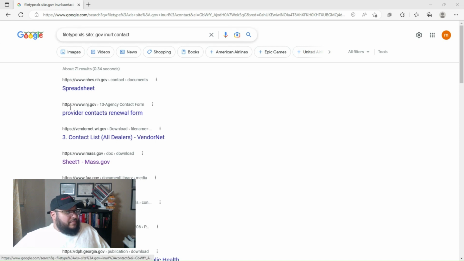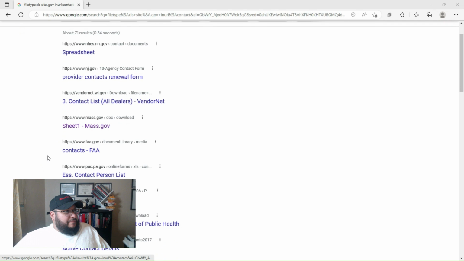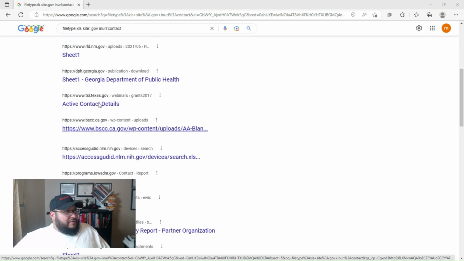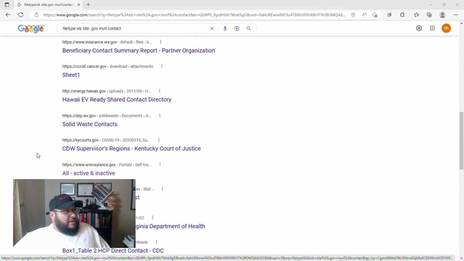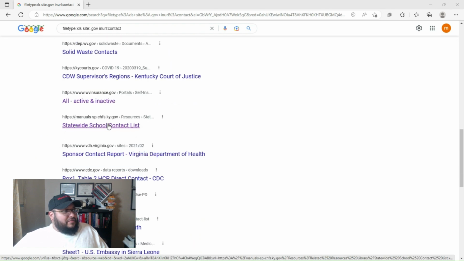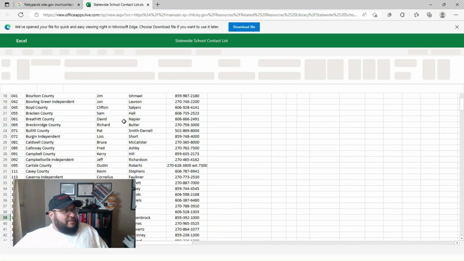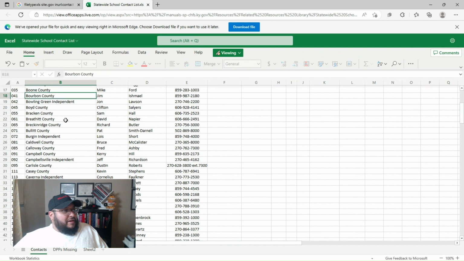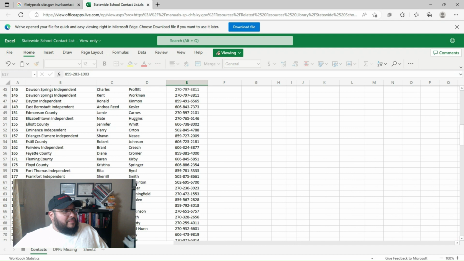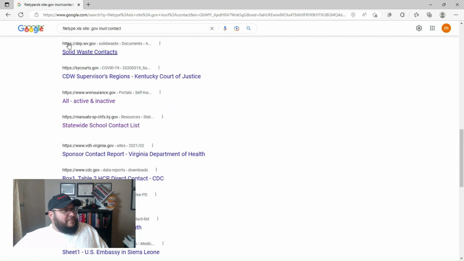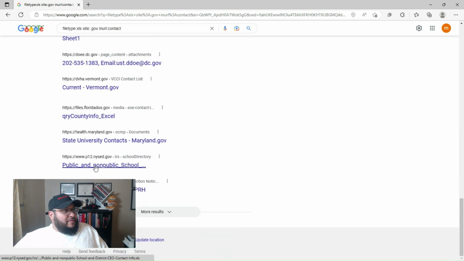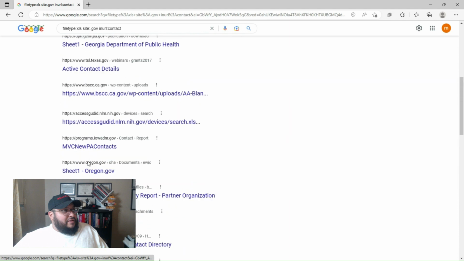Alright, so if you look at this, this is giving me a lot of Excel sheets for government agencies, right? And this is all legal information that they have out there, but it's usually for their employees. Like this statewide school contact list, I'm sure isn't bad, but see how it comes as an Excel sheet? It's got Bourbon County and all your counties and who's in charge of it, Mike Ford, and here's his contact information to get a hold of him. And this is all public information, right? But it's specifically looking for Excel sheets. And some of this stuff you don't want to click on, because some government sites have it on here and they don't even know.